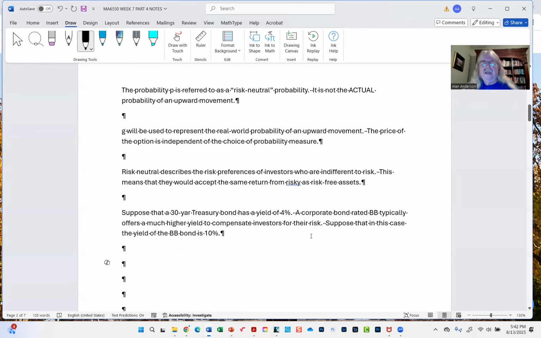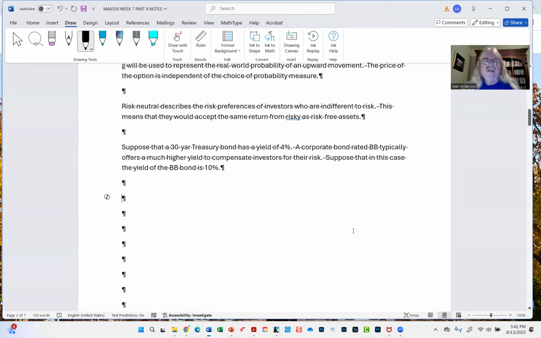Now, in economics, we have three basic categories of risk preferences, as they're called. All right, so here's how this works. Risk averse means investors require a higher return to invest in risky assets.